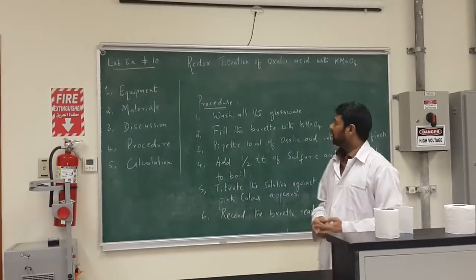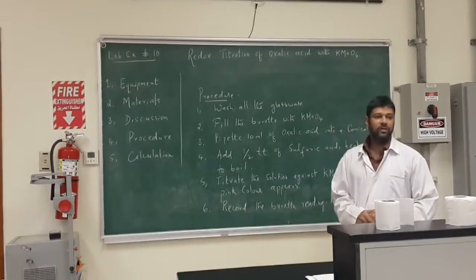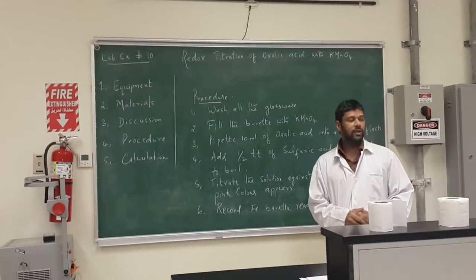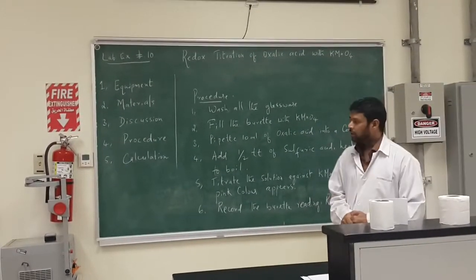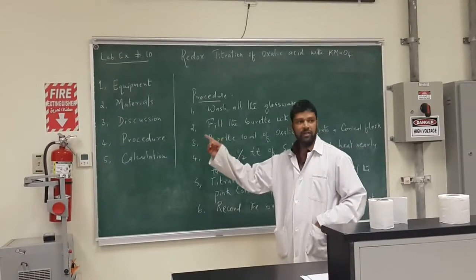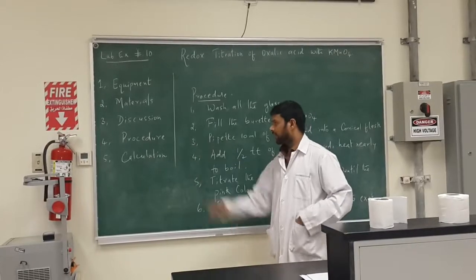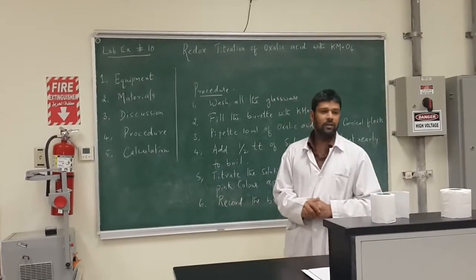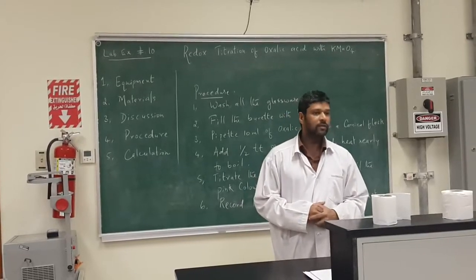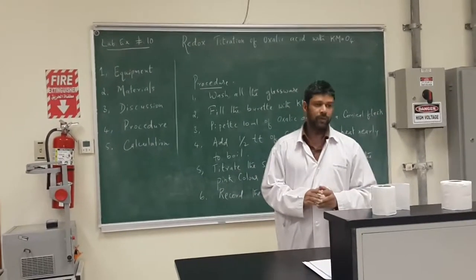Today's experiment is redox titration of oxalic acid with potassium permanganate. As you know, this experiment involves 5 steps: equipment, materials, discussion, procedure, and calculations. In the equipment, in front of you, you have a burette, pipette, conical flask, and beakers. These are all the equipment.